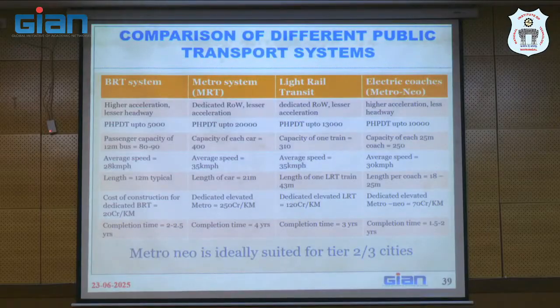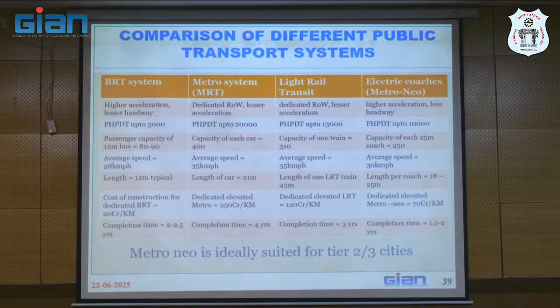So this is the general comparison between the BRT, metro, light rail and the electrical coaches of the neo metro case actually. Of course, the most important factor to understand, when you are going for light rail transit in mass transit systems, or maybe metro to light rail, or with respect to the neo metro, is the PHPDD, that is per hour per direction, the total number of people being carried.